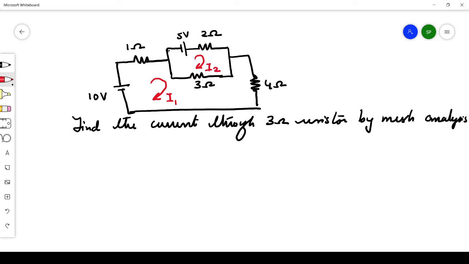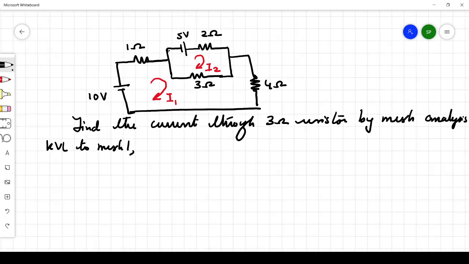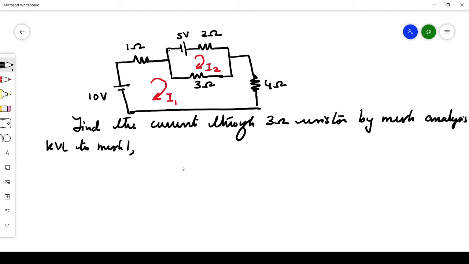Okay, now I'm going to write the equations. First we will apply KVL to mesh 1. So what is KVL? KVL is Kirchhoff's voltage law, which states that the sum of voltages in a closed loop is equal to 0. So when you are considering mesh 1, the sum of voltages in this particular mesh should be equal to 0 when you apply Kirchhoff's voltage law.